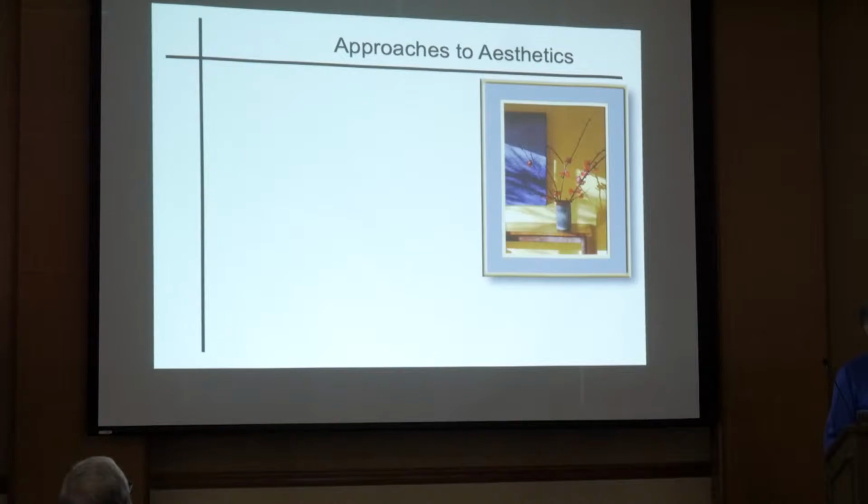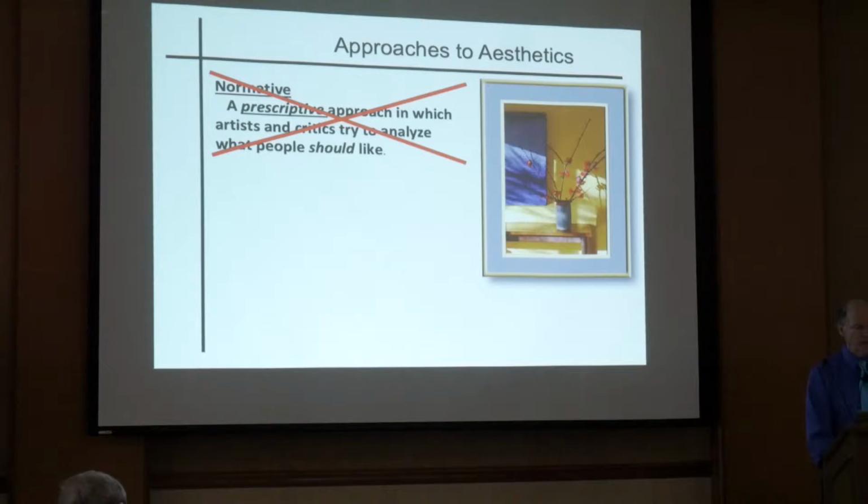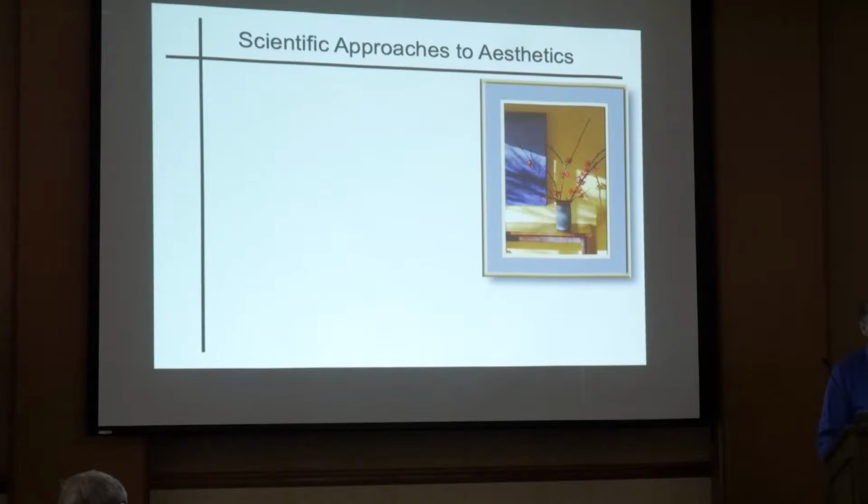Now there's lots of different approaches that you can take to aesthetics. The most typical one, I would say, is what I call a normative approach. This is where so-called experts, who are artists or art critics or whatever, try to tell you what it is that you should like. This is a great painting, and they'll tell you why it's a great painting and so forth. That's not what I'm interested in, and that's not part of what I call a scientific approach to aesthetics.